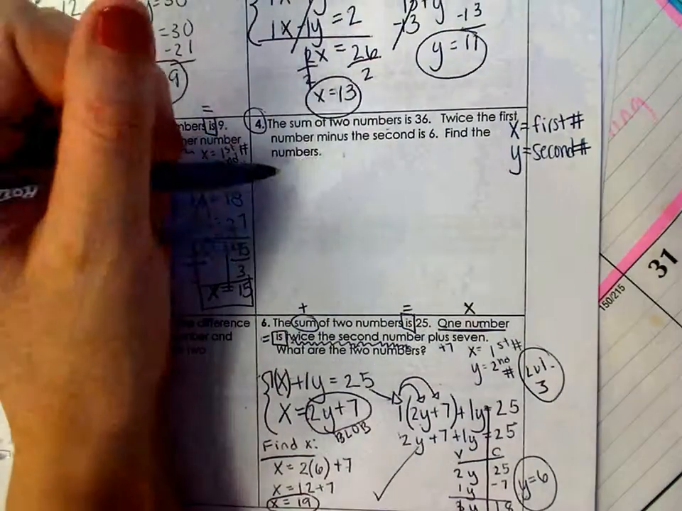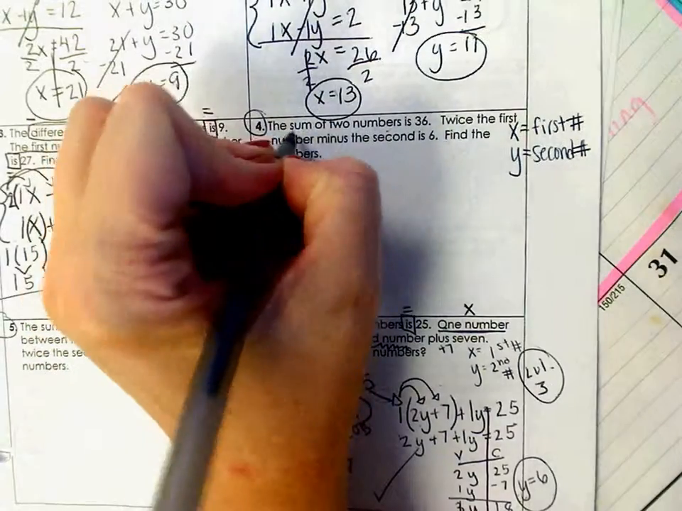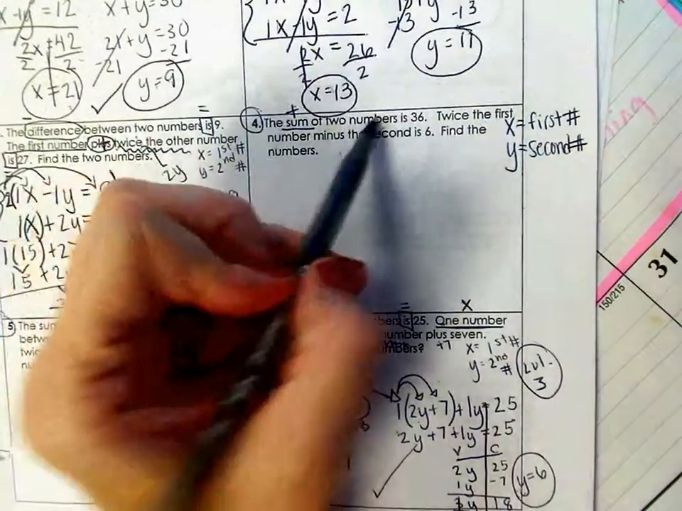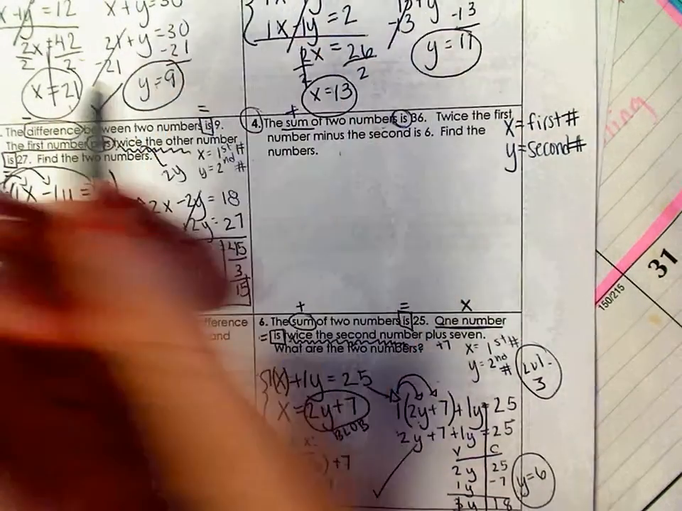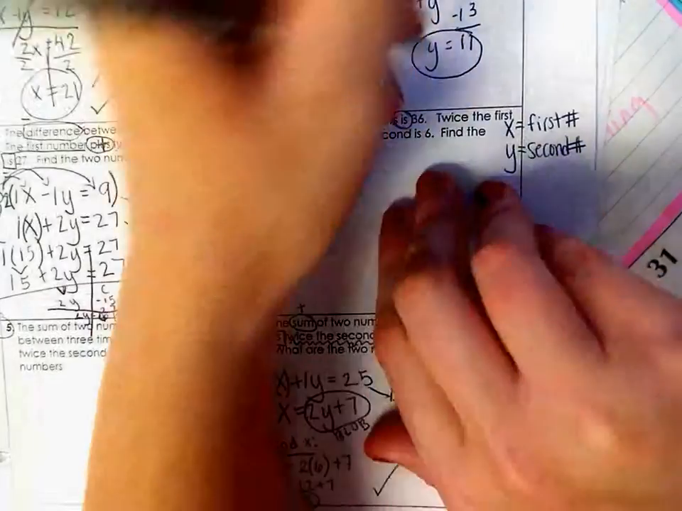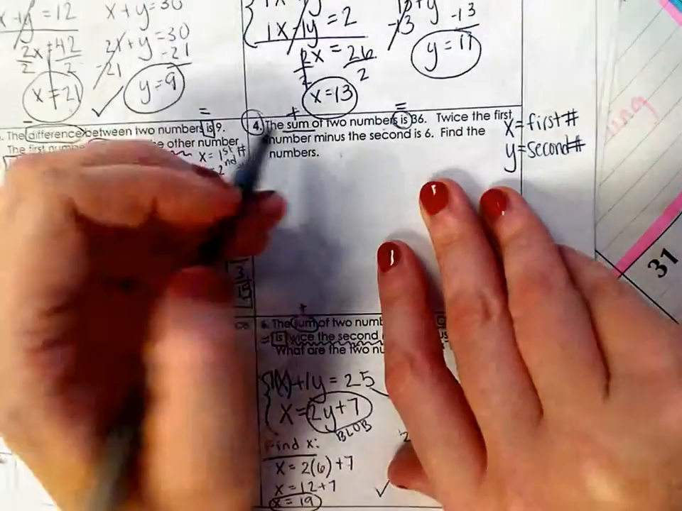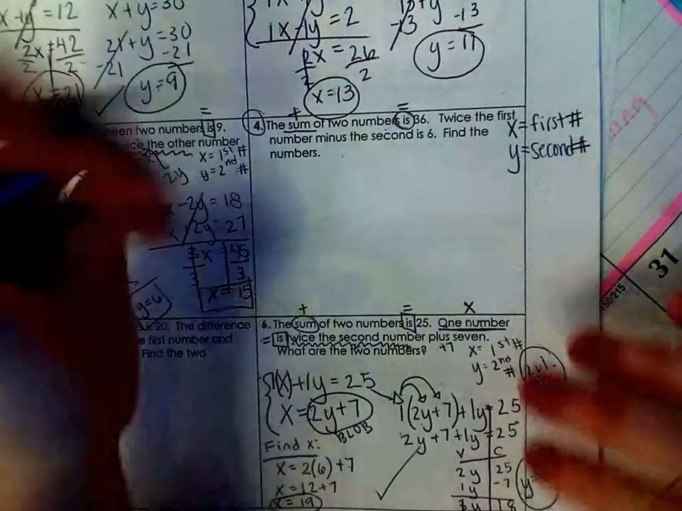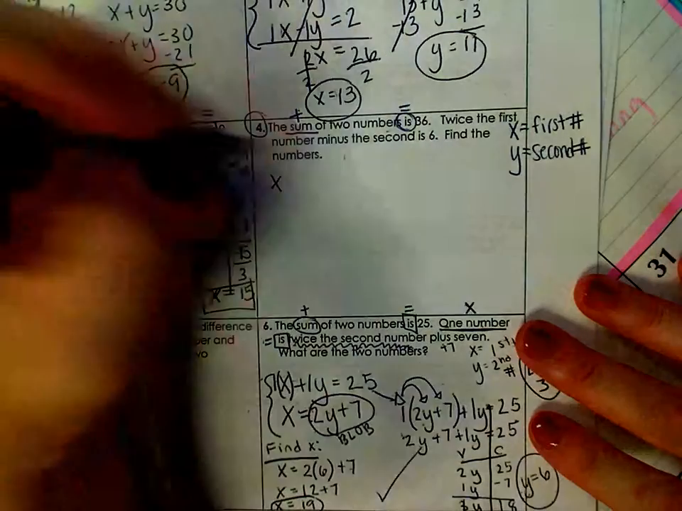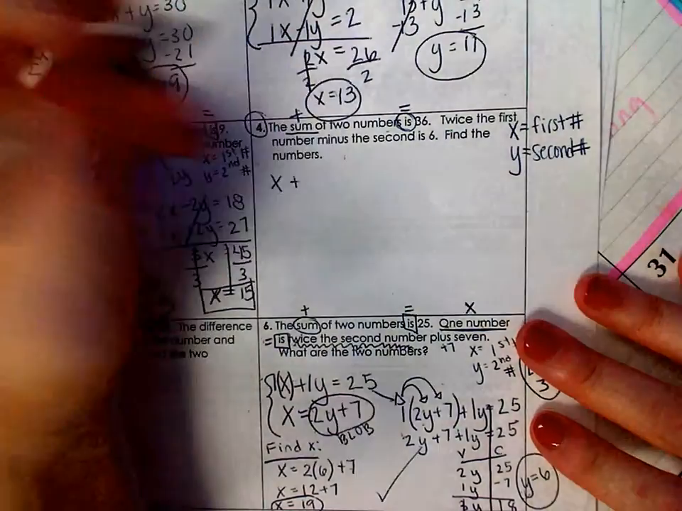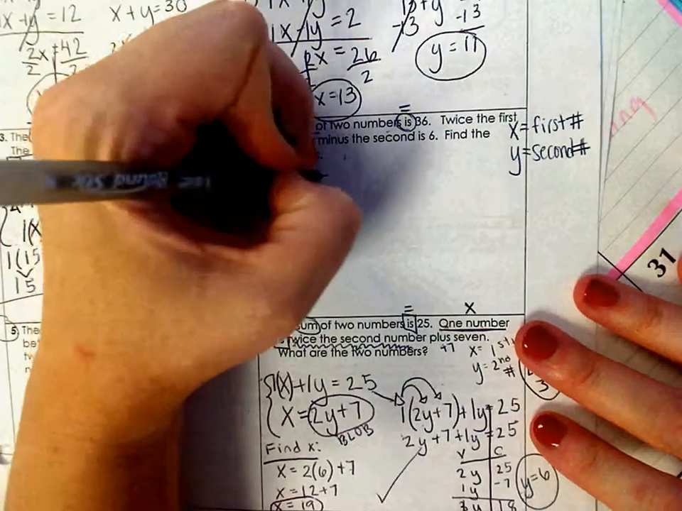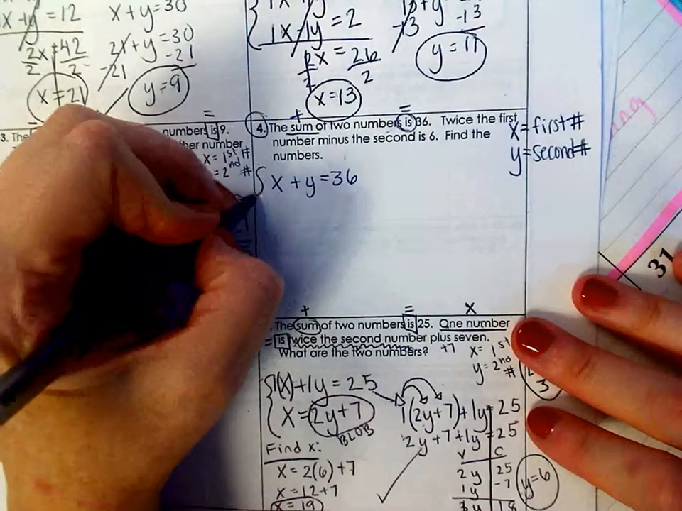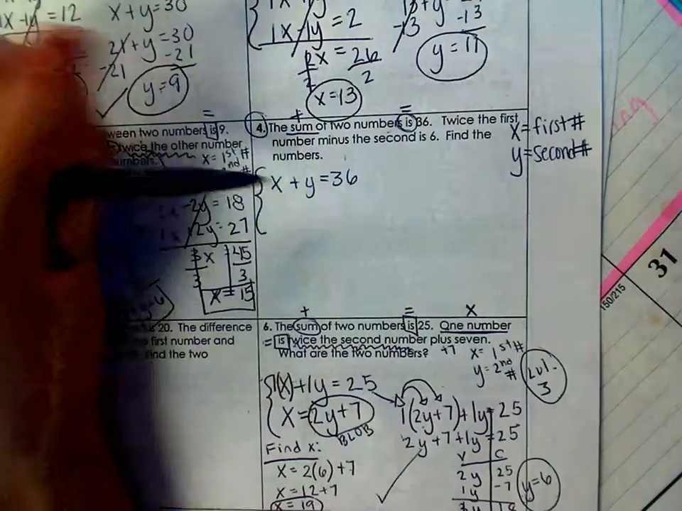So we want to look at what the sentences say. The first thing it says is that the sum, underline that word, that means adding, of two numbers is 36. Whenever you see the word is, you definitely need to circle it because that means it's going to be equals. So to write that equation, you would say the first number, x, plus the second number, y, is 36. X plus y equals 36. Okay, that's the first equation.